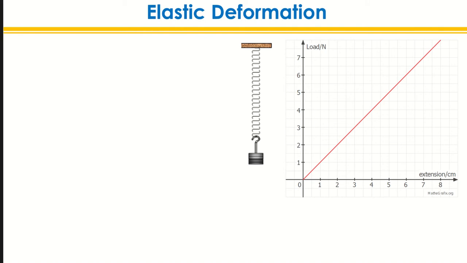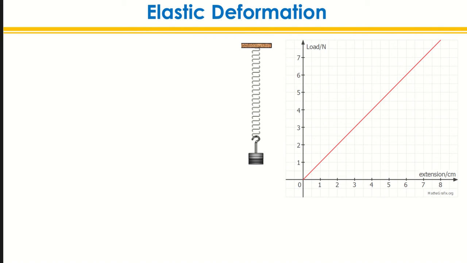Now let us take data for the spring deformation. The spring has been loaded with different loads and the extension has been recorded. Now the data has been drawn on a load extension graph, and we can see the graph shows a straight line and it passes through the origin (0, 0). That means when there is no load, there is no extension also. So we can say the load and extension are directly proportional to each other.